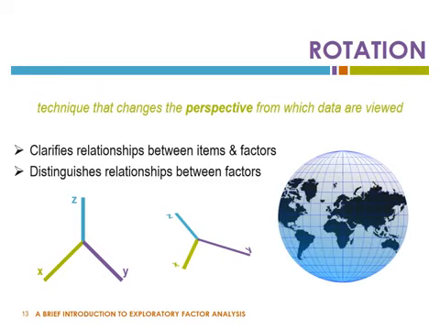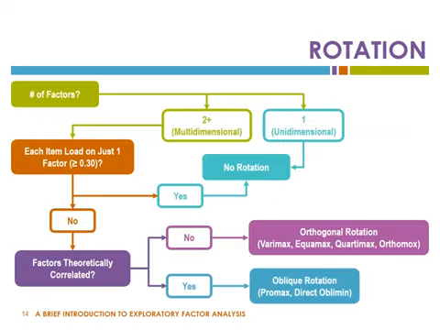In doing this, the factor loadings for each item become larger for the factor that it best measures and smaller for the other factors in the solution. We're not changing data values or the relationships between data points, we're simply looking at the information from a different angle. The decision to rotate or not to rotate a factor solution depends on the number of factors extracted and the extent to which each item loads on just one or more than one different factor.